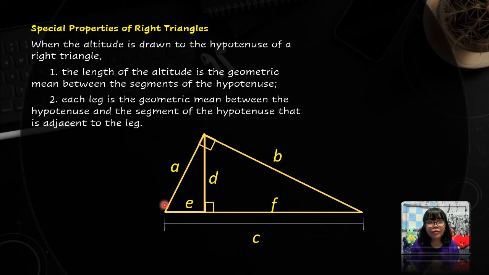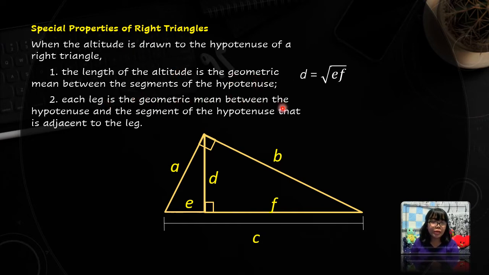Now, say for example, we have here our right triangle. So I have labeled here the different segments found in this right triangle. We have here A for one side of the triangle, B for the other side, and C is the hypotenuse. Now, we have drawn an altitude here. So that is why we have different segments aside from the sides of our triangle. So we have here segment E and segment F as the two segments formed within our hypotenuse, and D as our altitude.